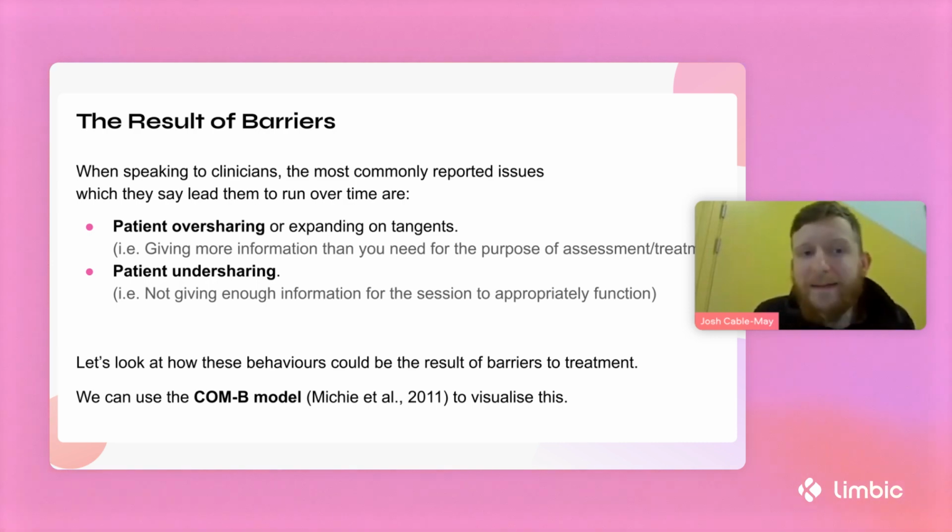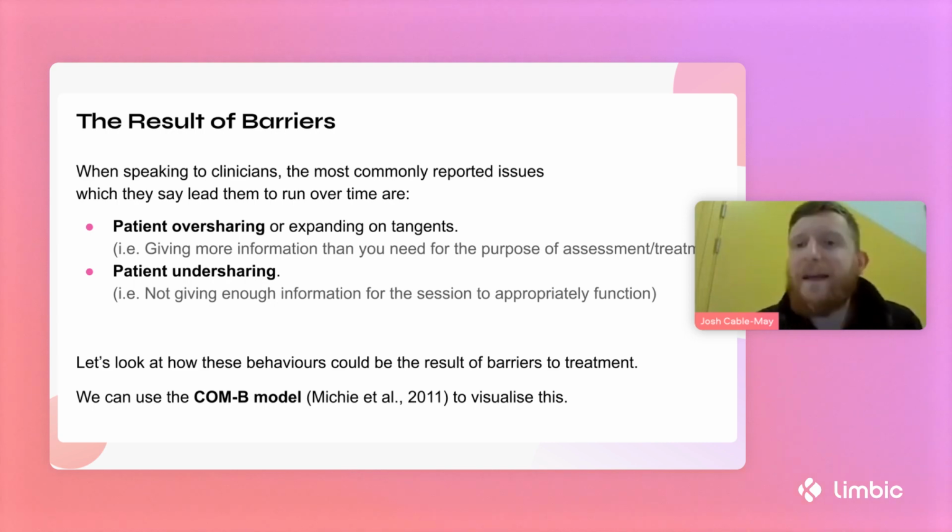Or the complete opposite: the patient is undersharing, so they're not giving you enough information. We've probably all had patients, I know I definitely have, where you get those one-word answers or really short statement responses. And what then happens is, because you're having to ask the questions in lots of different ways, it means your session ends up taking longer. So we've got these two elements, your oversharing and your undersharing patient.